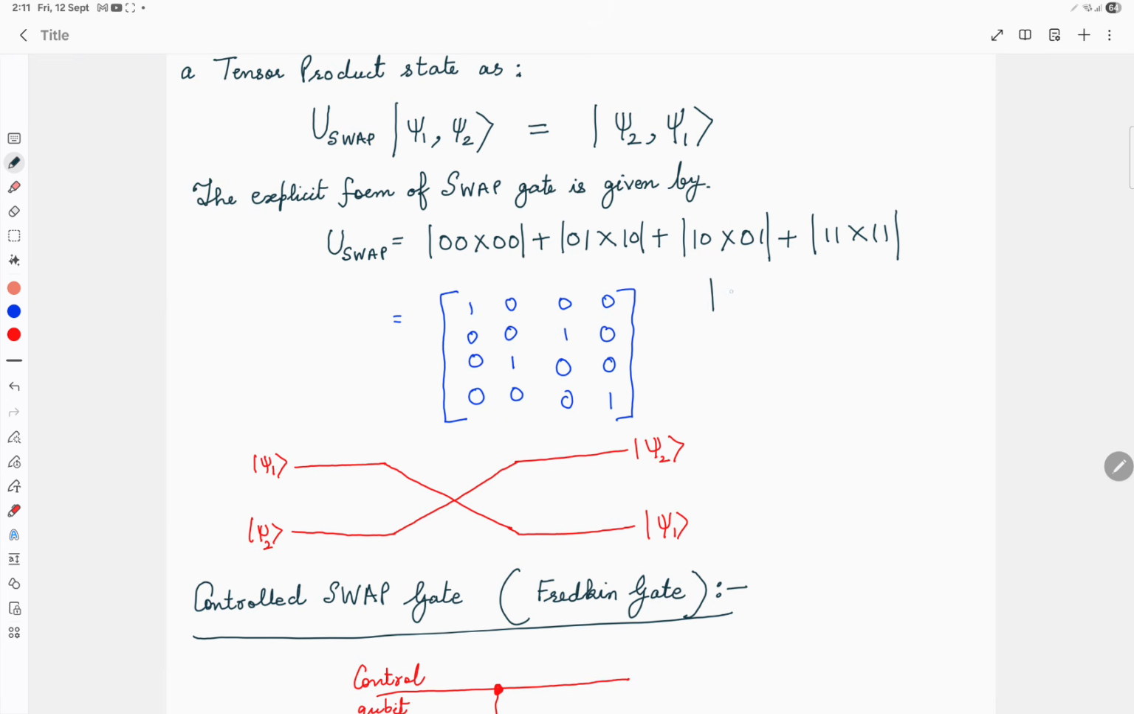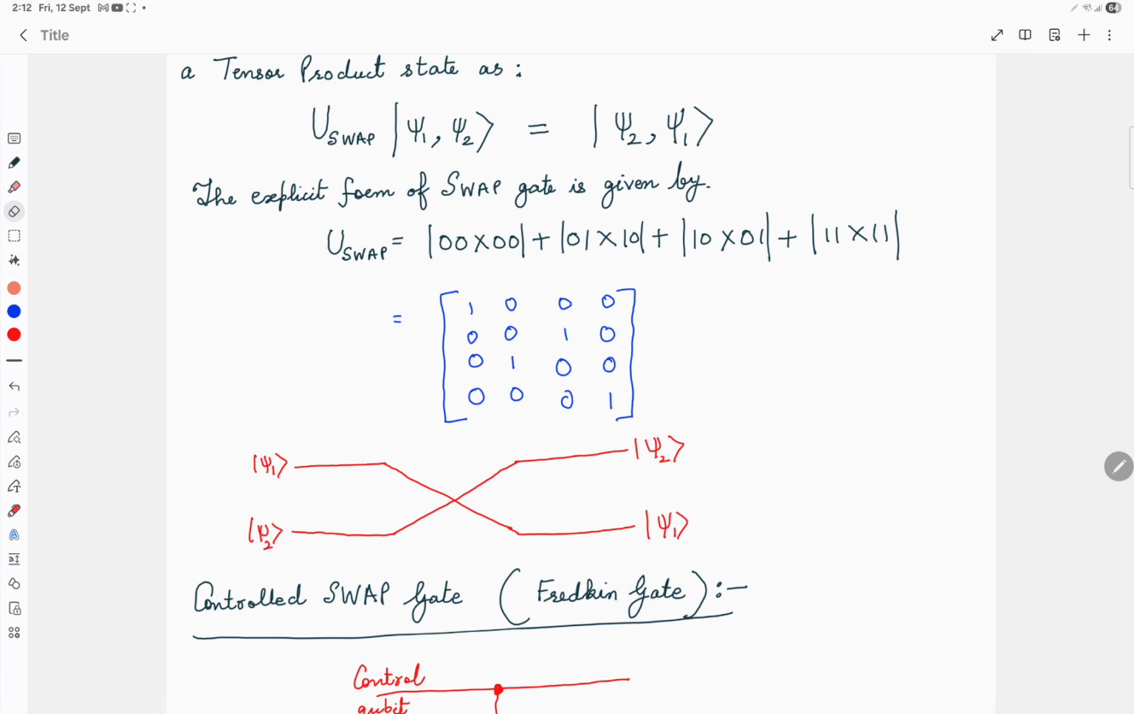For example, you have the first term, ket 00 bra 00. This can be solved as follows: ket 00 is represented by 1 0 0 0 and bra 00 will be represented as 1 0 0 0. Once you solve this matrix and you add all the other matrices, ultimately the output that will come is written here as the swap gate matrix. So that's the unitary operator used for the swap gate.